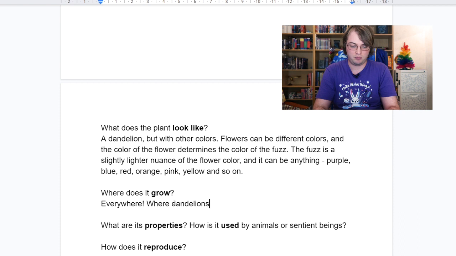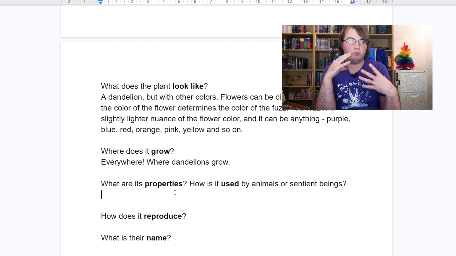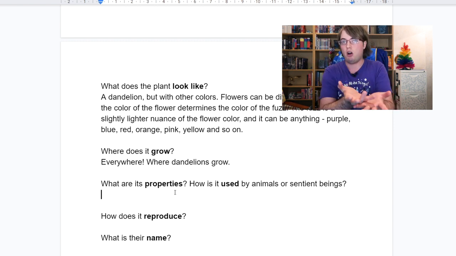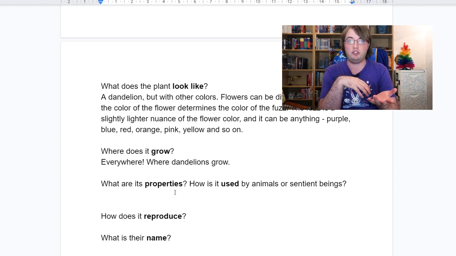So, what are its properties? And this is because a lot of the time, flowers are created for poison or antidote purposes. So what are its properties? What do you do with it? Both what humans and other sentient beings would do with it, but also animals. Do they eat it? Is it poisonous? And things like that. And so it is mostly a dandelion, meaning it is edible.